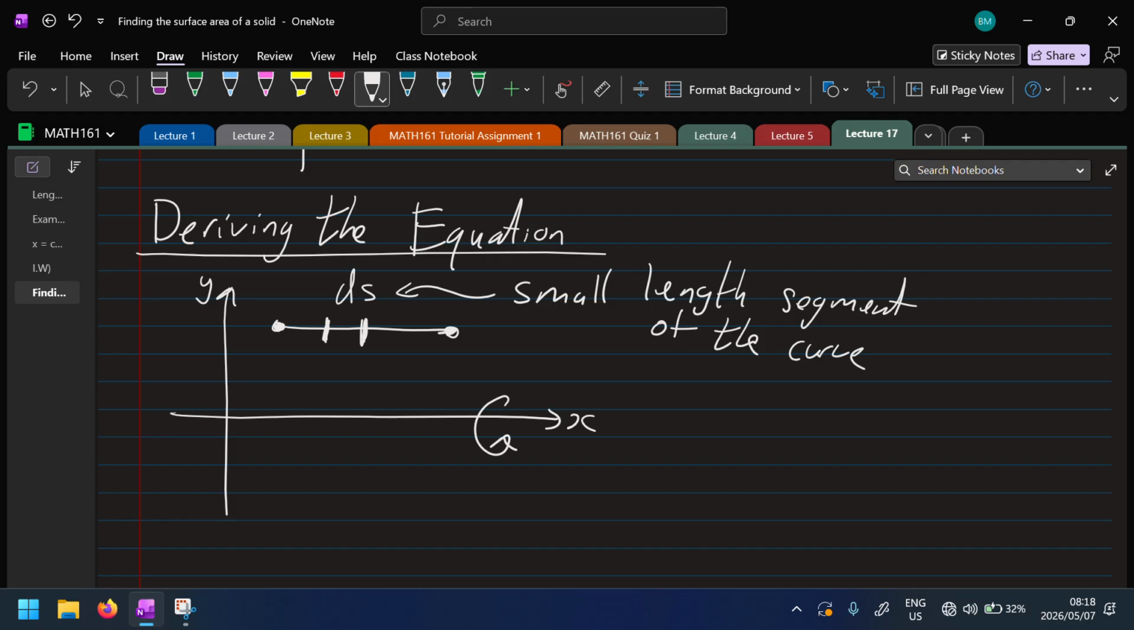Now, if we rotate that around the x-axis, what shape do we get? We take a horizontal line, a straight horizontal line. We rotate it around the x-axis. Cylinder. Exactly. We end up with a cylinder going around. Okay. Did everyone see that?